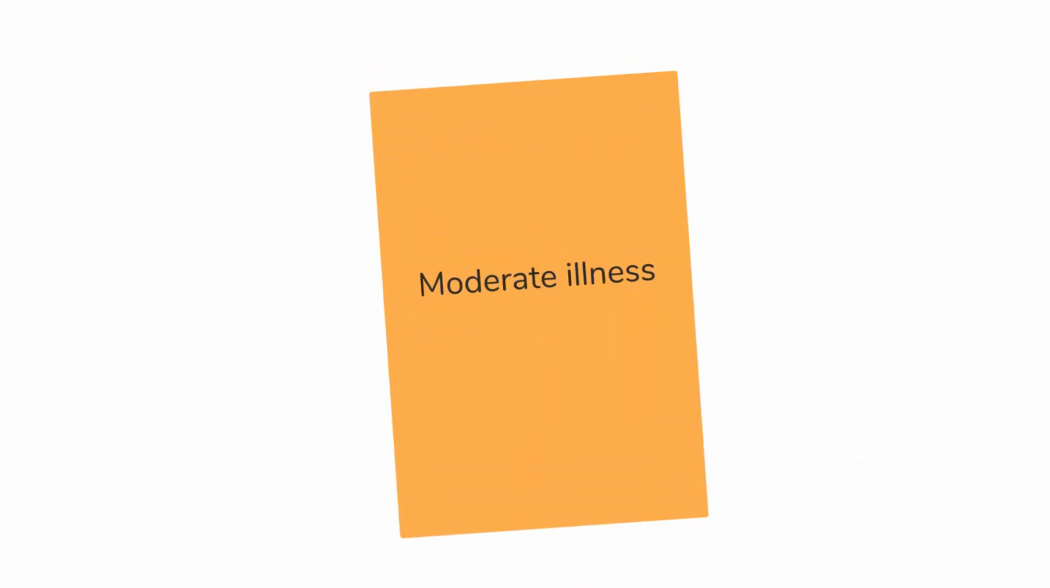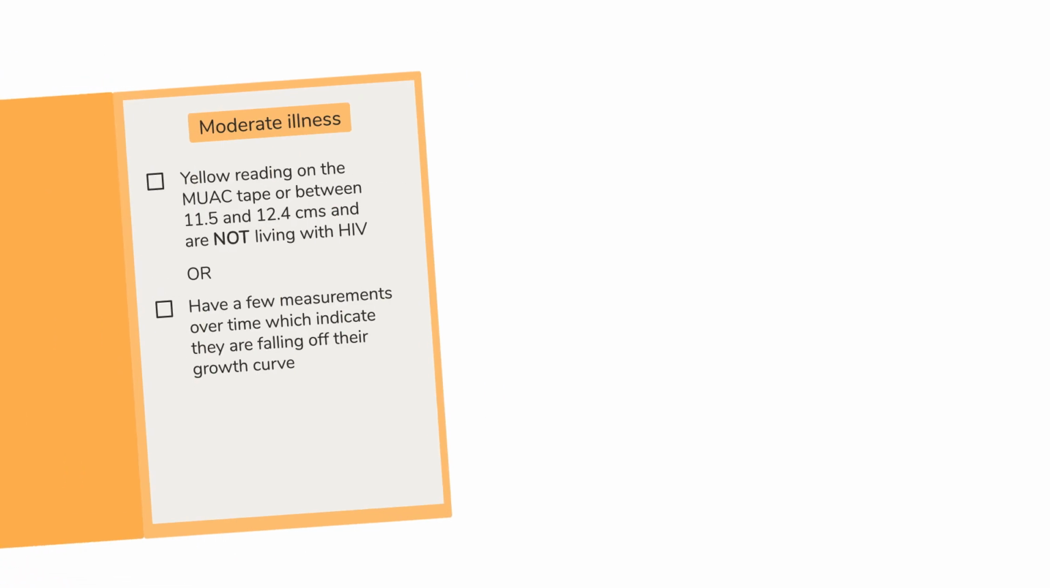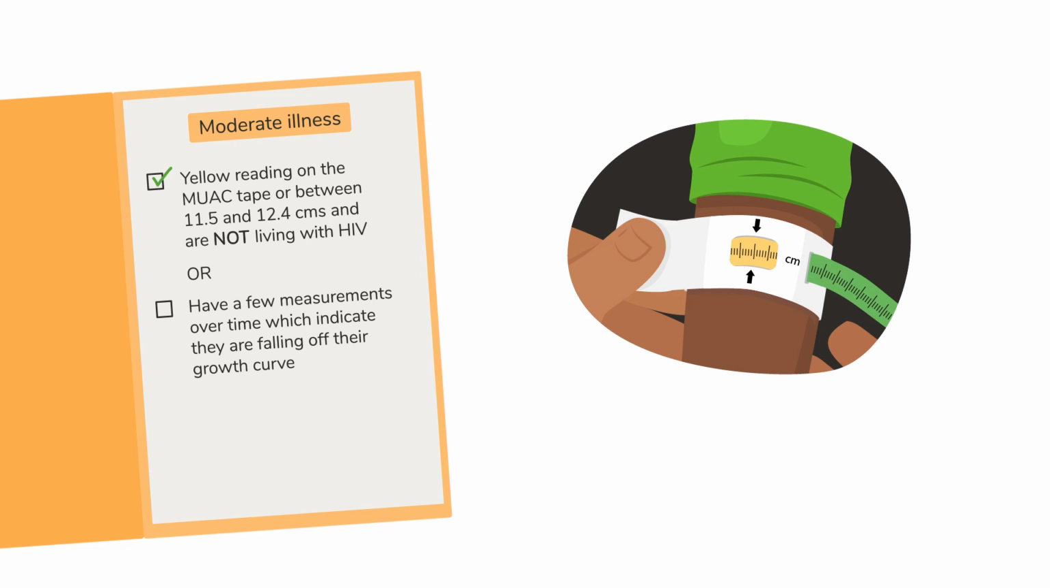Let's look at when malnutrition is a sign of a moderate illness. A child has a moderate illness if they have a yellow reading on the MUAC tape, or between 11.5 and 12.4 centimeters, and they are not living with HIV.